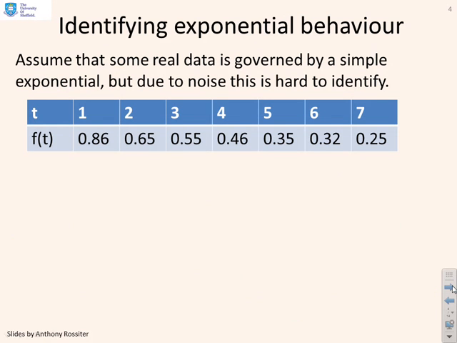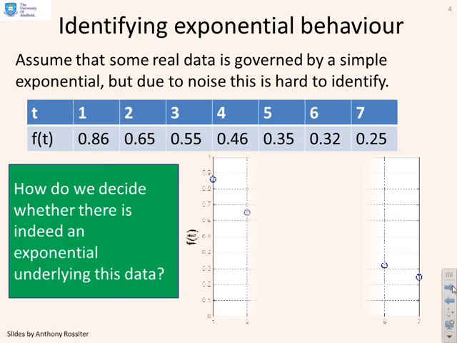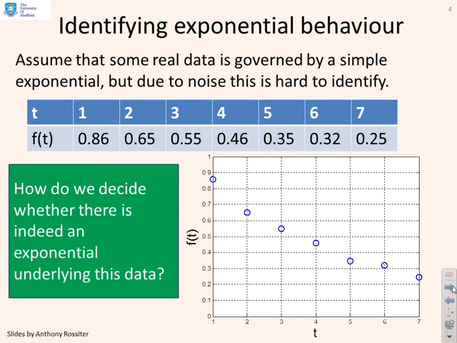So, if we want to identify exponential behaviour within some data, then we find that we can simply take logs. So here's the sort of question. We've got a number of items of data here. You can see 0.86, 0.65, 0.55 and so on. I've plotted them here, and I look at that, and if I do a sort of line, you say, well, it looks to me like there's probably an exponential underlying that data. But how do I decide, is there indeed an exponential? Because the eyes can be deceitful at times. So this is where logs come in.